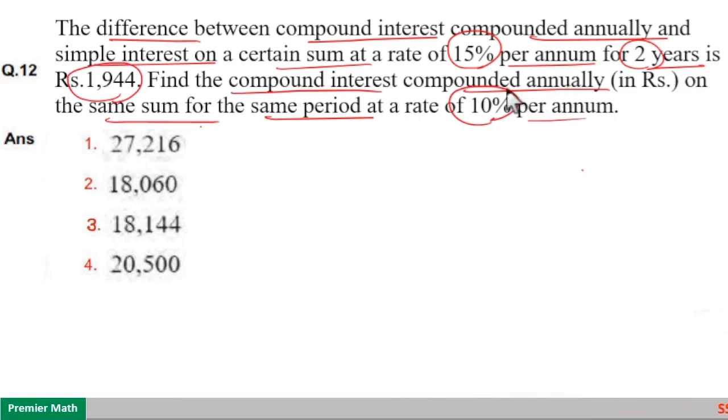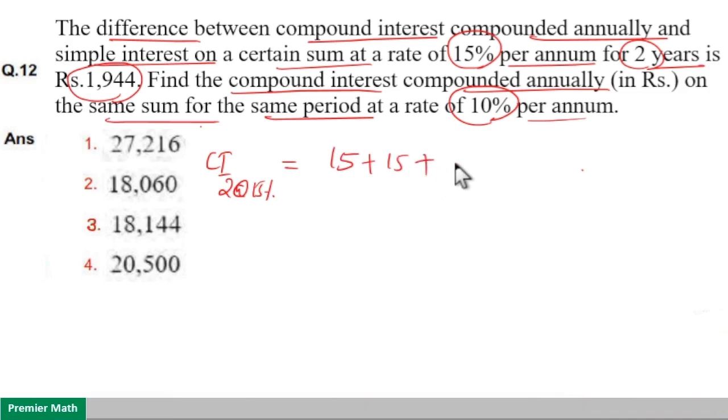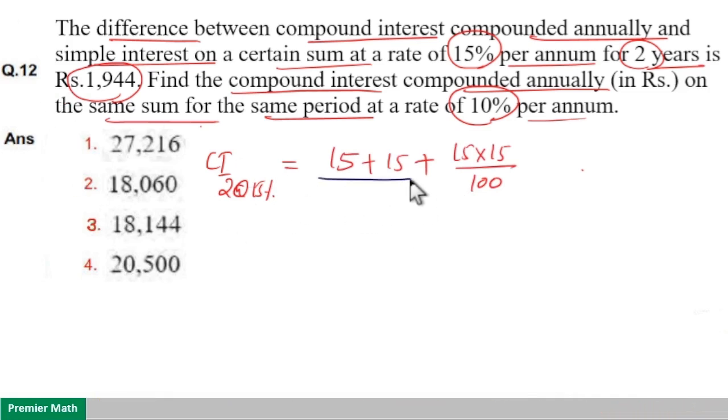Here, use the successive increment formula, that is, compound interest for 2 years at the rate of 15% per annum means a plus b plus ab by 100. Use it. That is 15 plus 15 plus 15 into 15 divided by 100 is the compound interest for 2 years at 15% per annum. Now you can see simple interest means 15 plus 15, 30% is the simple interest for 2 years.